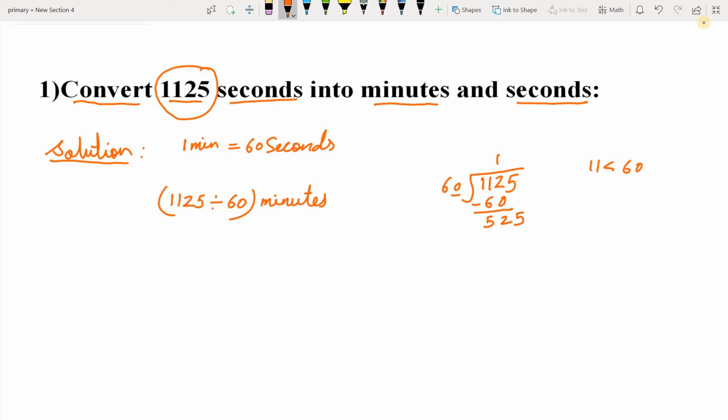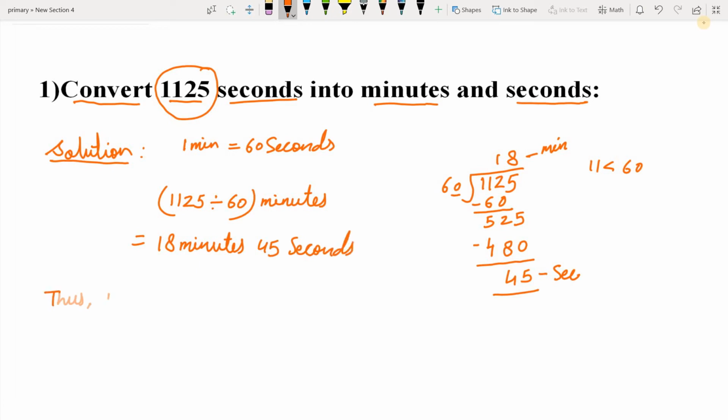And 60 goes into 525 how many times? It's 8 times. And in 8 times, we get 480. Now let us subtract 480 from 525. So after subtraction, we get 45. तो students, यहाँ पर 18 जो है वो minutes है और 45 जो है वो seconds है. So our answer is 18 minutes 45 seconds. Thus 1125 seconds is equal to 18 minutes and 45 seconds.